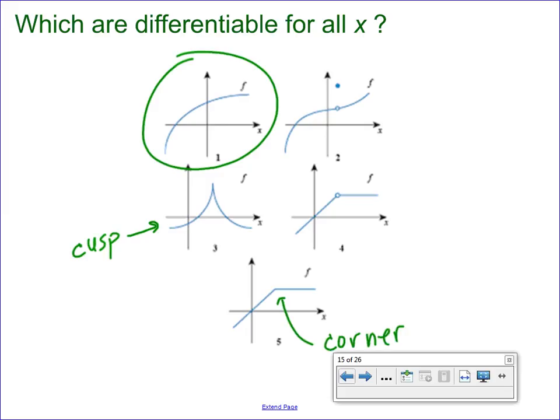I knew we'd get it in these pics. What was the problem here? Discontinuity. The overall limit existed, but there's a discontinuity. And for both of those, discontinuity.